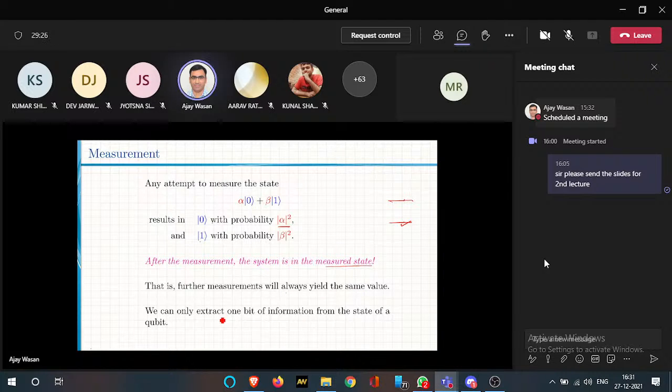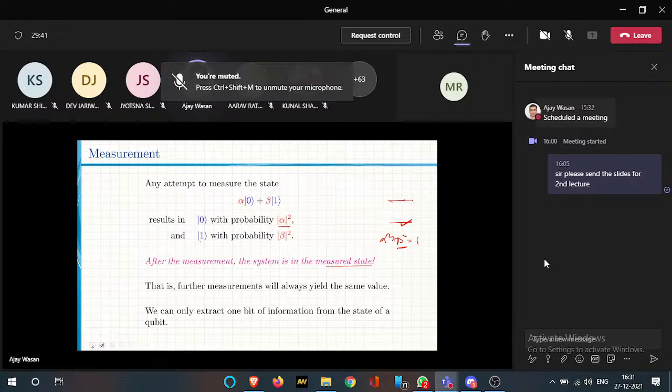We can only extract one bit of information from the state of a qubit. So at a time you can get only one piece of information. And from there, from alpha squared plus beta squared, you have to work out what the other information is. Both pieces of information will not come at the same time.